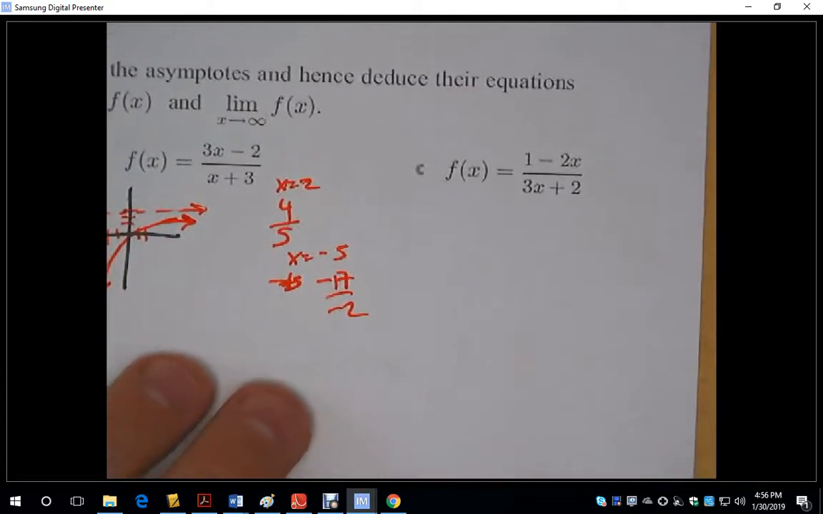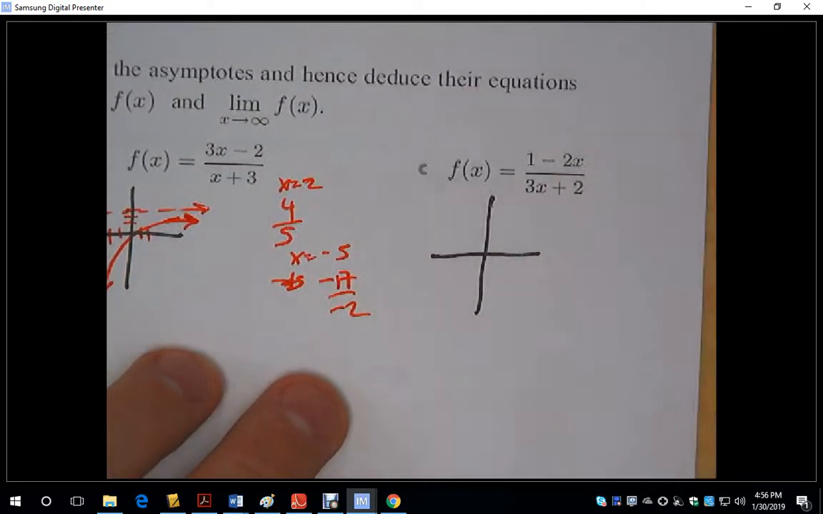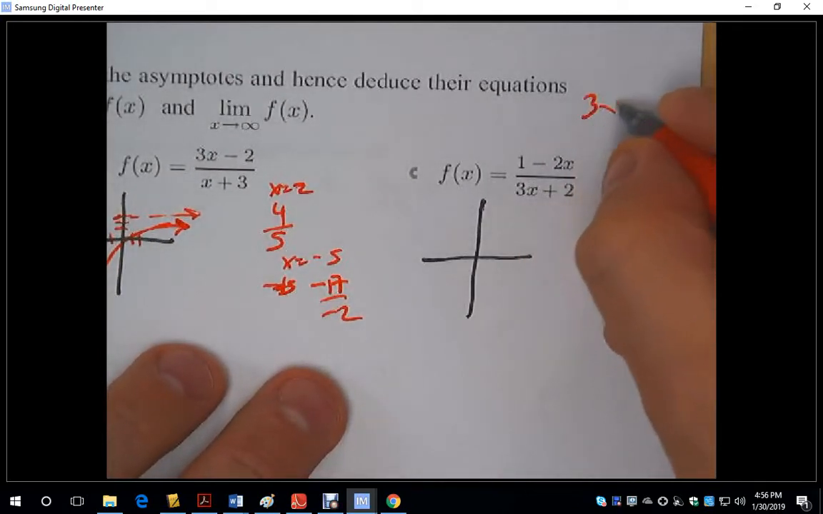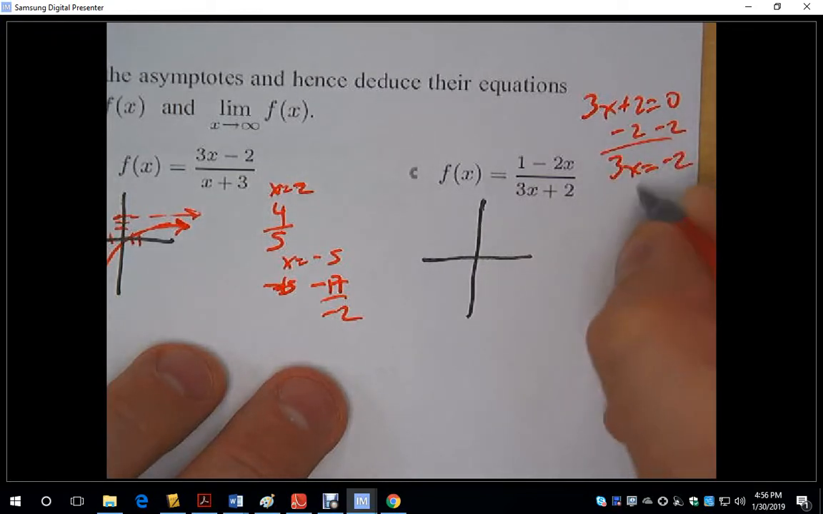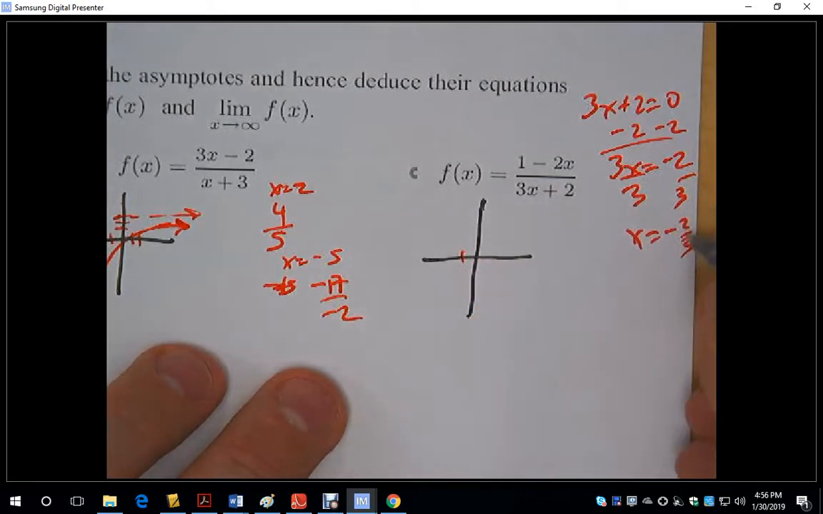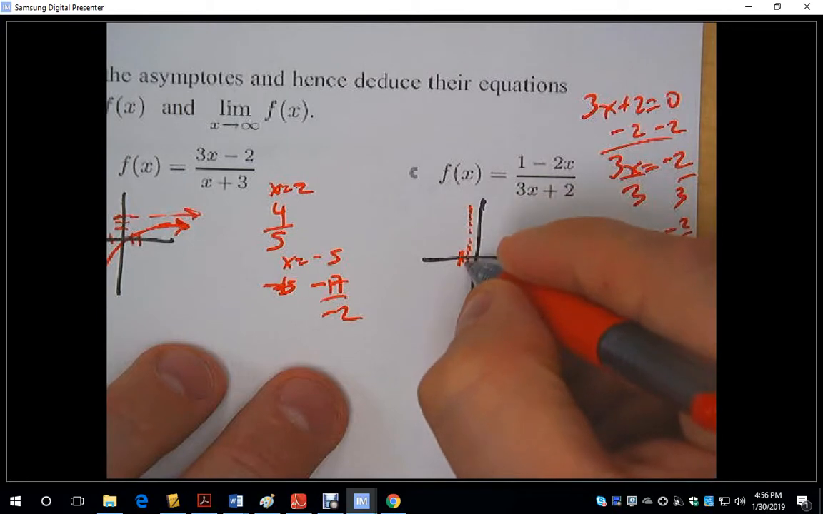My next one. So what's going to make the denominator 0? I have 3x plus 2 equals 0. I'm going to subtract 2 from both sides. That gives me 3x equals -2. Divide by 3, and that gives me that x equals -2/3. So we're getting a vertical asymptote at not even quite -1, so somewhere like this.